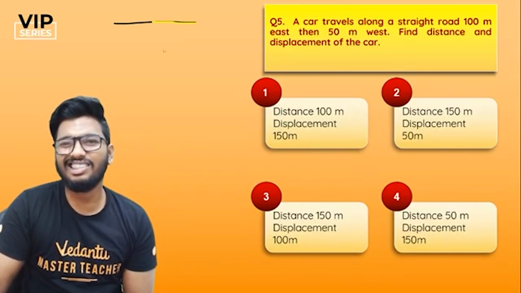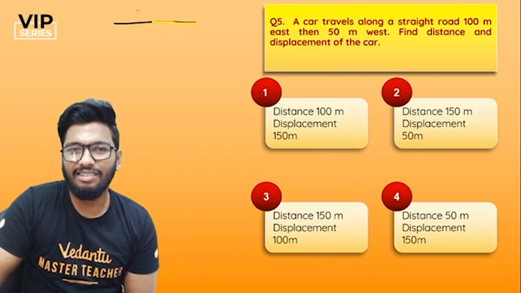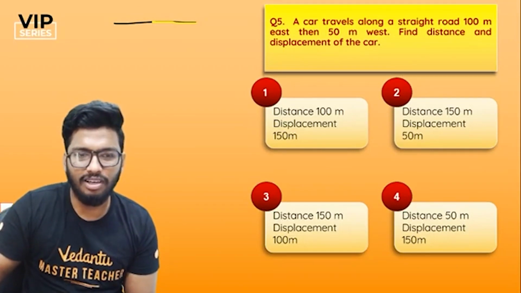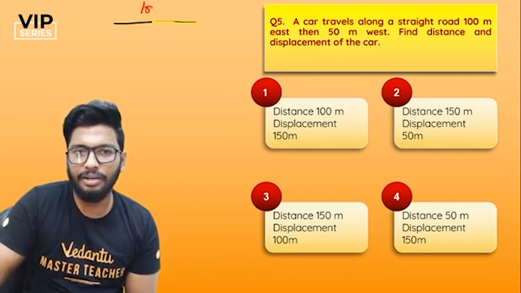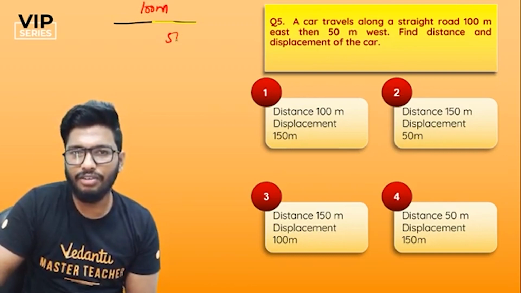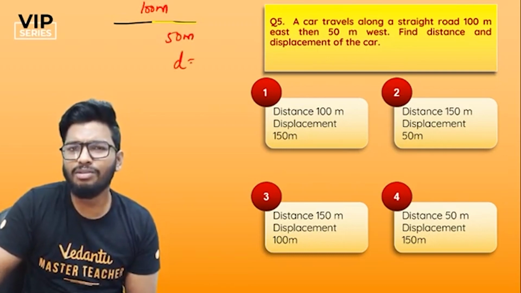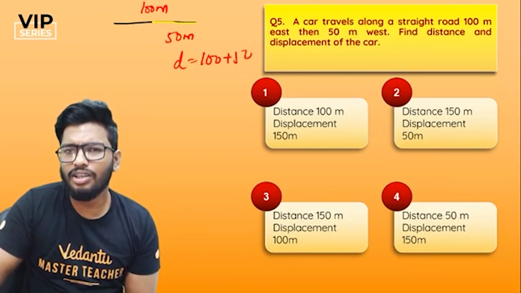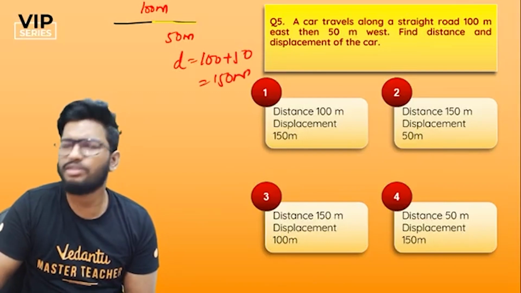So what is the distance, people? Distance is what? Initially he went 100 meters. Then he traveled another 50 meters. So what is the distance traveled? Distance will be 50 plus 100. So that's what? 150 meters is the distance traveled.